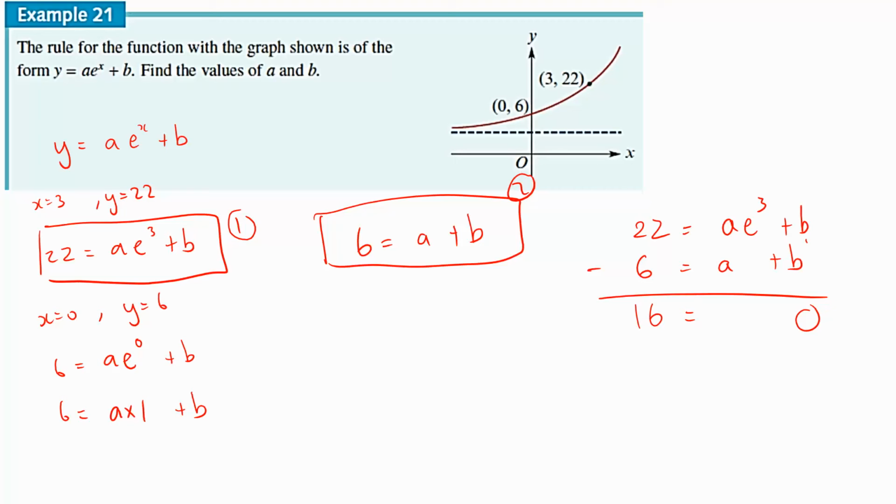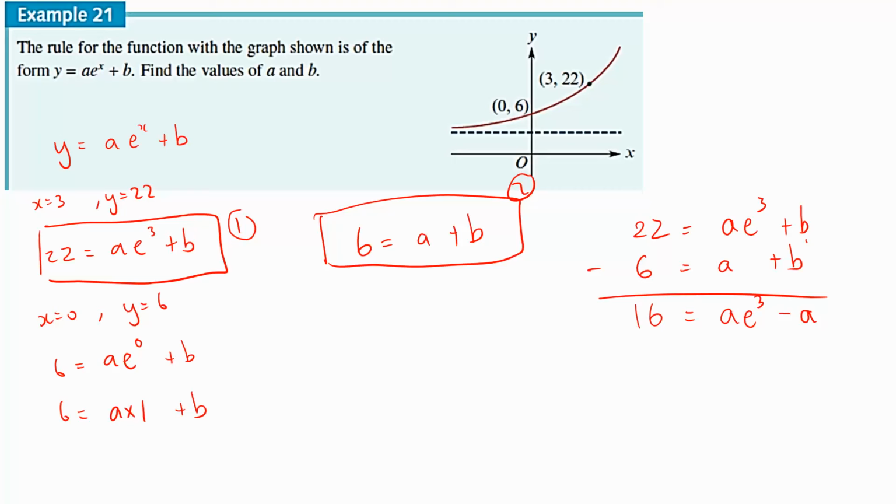If you didn't know it, just write down what you just said. If you don't know what the answer is, you just write A e to 3, take away A. Write it in the next line. It's okay not to know what it is. It's okay not to know. You just work with it. So A e to the 3 minus A, okay?